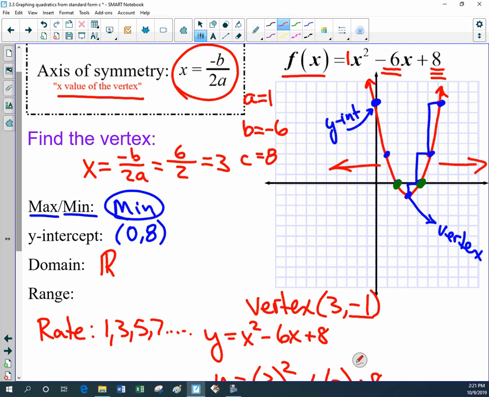And the range, which is the y values, the range is how far the graph is going up or down. And we want to start smallest and go from smallest to biggest. So the graph starts right here. It starts at -1, and from -1 it's going to go up infinitely. So our range would be -1 to positive infinity. Okay, we have a bracket here instead of parentheses because -1 is included.